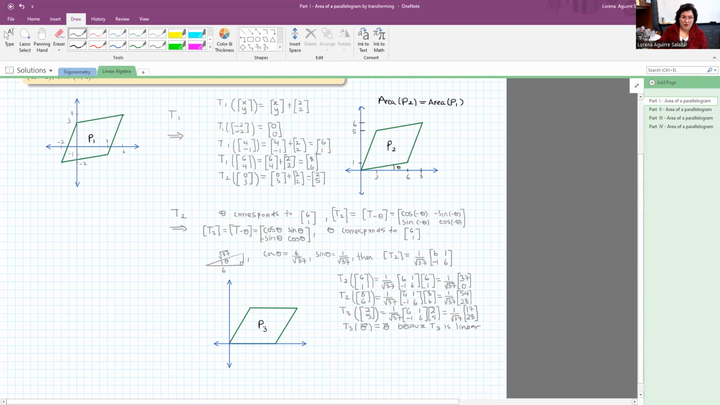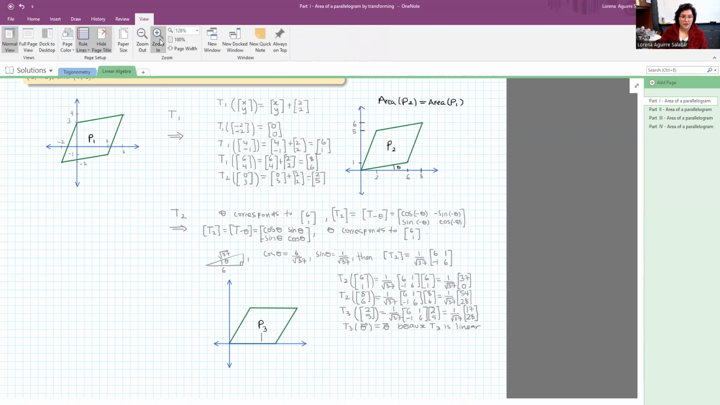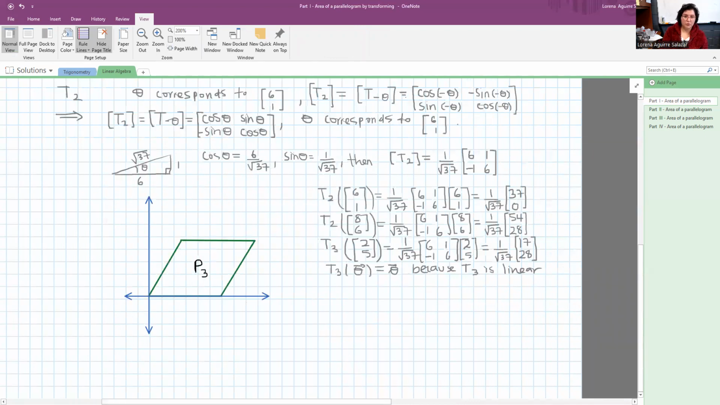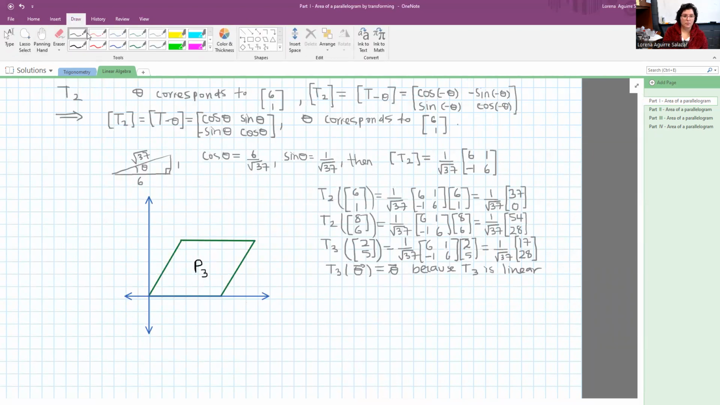But by using linear algebra, so here at this point we have the linear algebra part, we can say that the area of the transformed figure is the same as the determinant of the matrix associated with the transformation. In this case, that was square brackets T2 inside. This is an absolute value, times the area of P2.